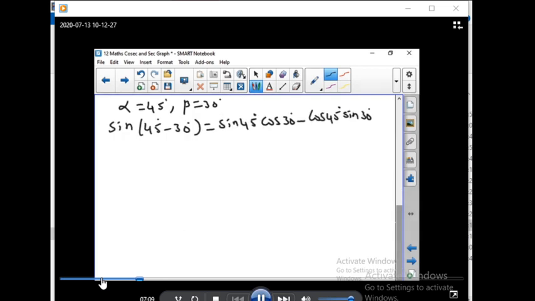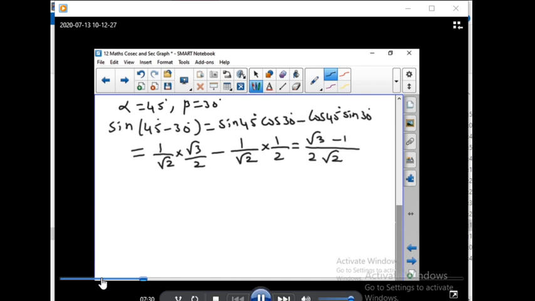Now, sin 45 is equal to 1 by root 2. So 1 by root 2 into cos 30, which is root 3 by 2, minus cos 45, which is 1 by root 2, and sin 30 is 1 by 2. Now, the LCM is 2 root 2. So in the numerator we have 1 into root 3, which is root 3, minus 1.